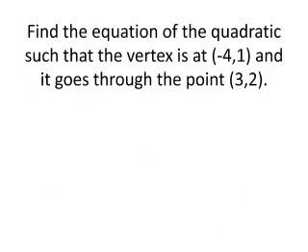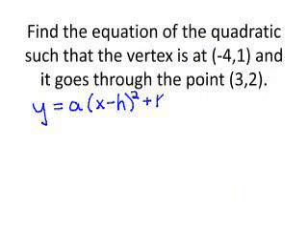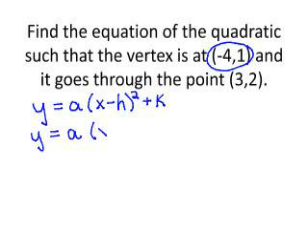Now let's do this one. If we write the equation of a quadratic, then we have to know the a value and the h and the k. So we're starting off with our standard form. The reason I want to use this form is because the vertex was given, so I already know the h and the k. We're going to substitute that in. So x minus -4 will become x plus 4. And then plus k, so it's a +1 at the end.